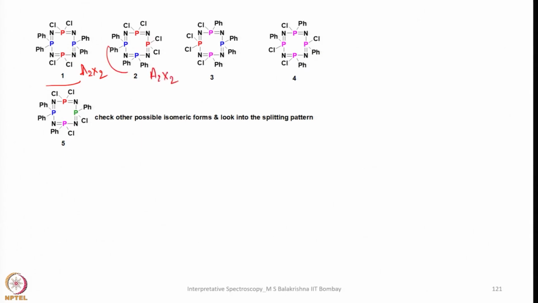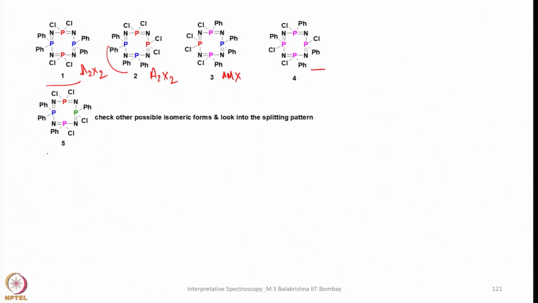And then if we go to the third molecule here, we have three different types of phosphorus atoms. One has two phenyl groups, two phosphorus atoms have one each of chlorine and phenyl group, and the other one has two chlorine groups. That means here we have an AMX spin system. And in this one, it is very symmetric. We can anticipate a single resonance for this molecule here, single.